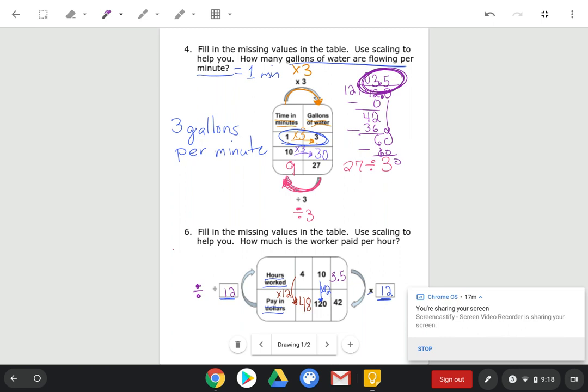And don't forget to answer how much the worker is paid per hour. Essentially, this multiplier is telling us how much they're making per hour. We figured out that the person earns $12 per hour.